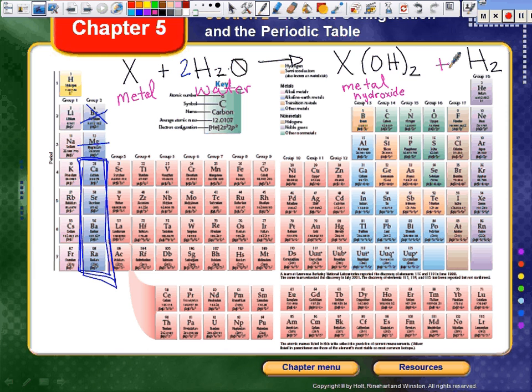So if I take a piece of calcium metal and I toss it into water, do you think you could see the metal hydroxide being formed, or calcium hydroxide being formed? You're not going to see that. But could you see the H2 gas being formed?